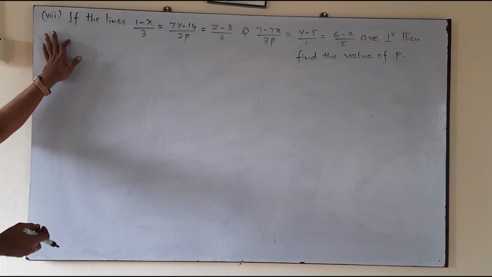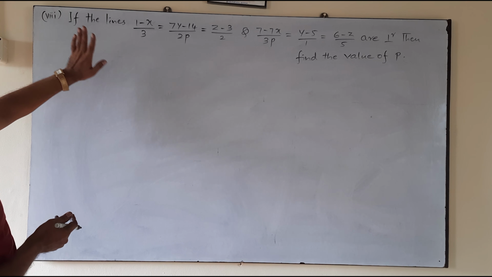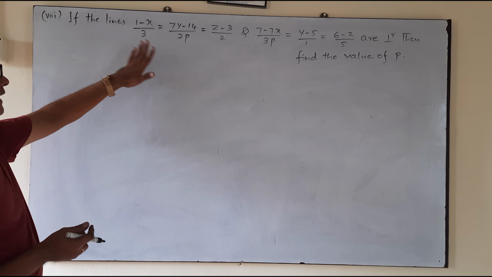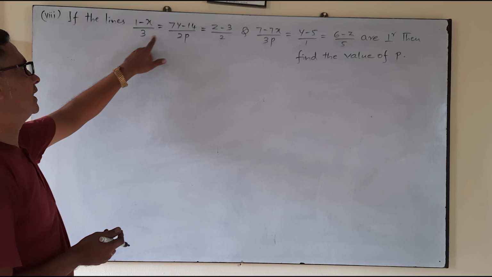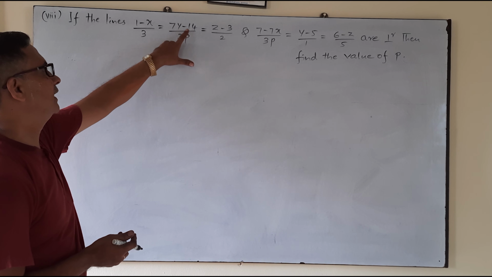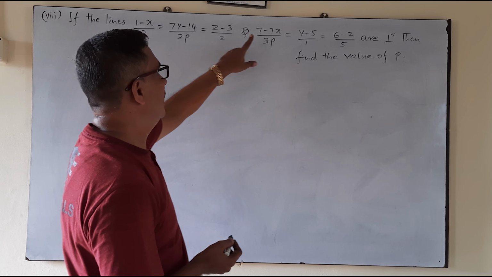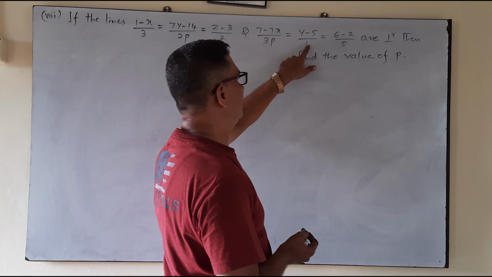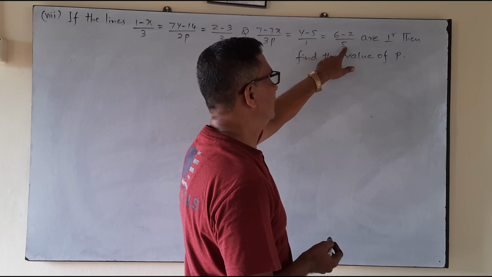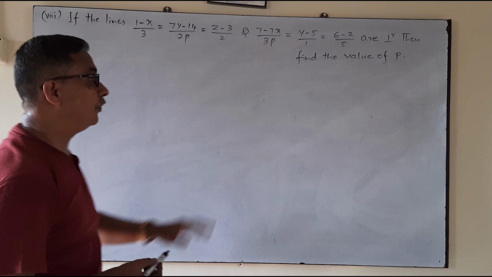Yes, the last problem in angle between two lines. Same question as the previous problem: show that if the lines (1 minus x) divided by 3 is equal to (7y minus 14) divided by 2p is equal to (z minus 3) divided by 2, and (7 minus 7x) by 3p is equal to (y minus 5) divided by 1 is equal to (6 minus z) divided by 5 are perpendicular, then find the value of p.